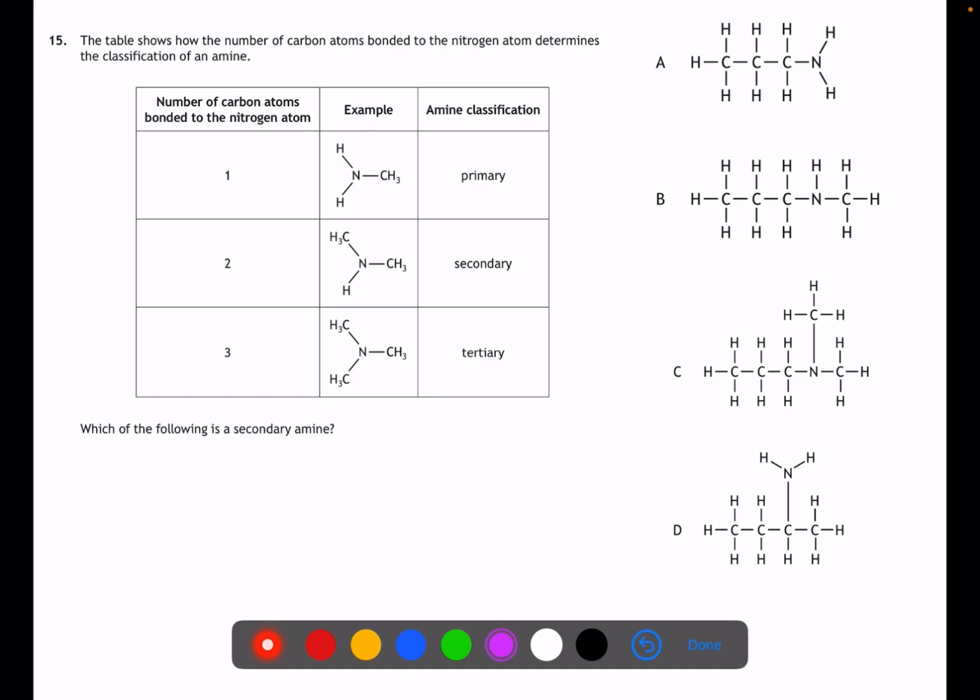So here in A, we have 1 carbon atom bonded, which would make this primary. In B, we have 2, 1 on either side, so that would make this one secondary. In C, we have 3 attached, that would make this tertiary. And in D, we have 1 attached, that would make this one primary. Therefore, B is our secondary amine.